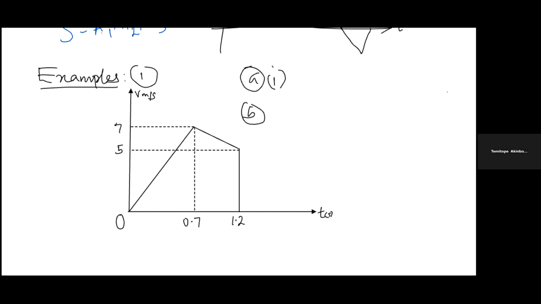Question C. Given that the resistance to motion of the stone while it is moving in the liquid has magnitude 0.7 Newton, find the mass of the stone. Full stop.